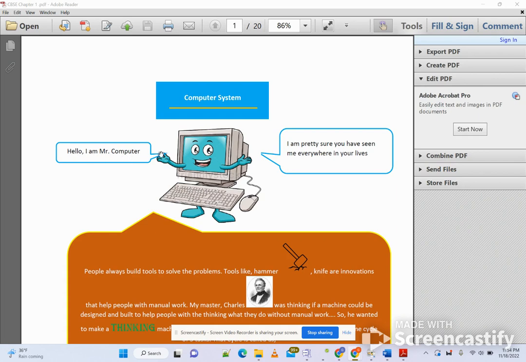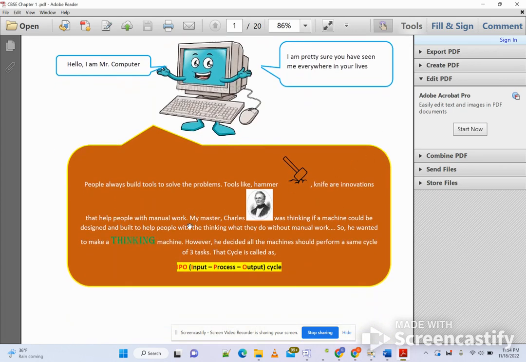Hello, I'm Mr. Computer. I'm pretty sure you have seen me everywhere in your lives. People always build tools to solve problems. Tools like the hammer and knife are innovations that help people with manual work. My master Charles was thinking if a machine could be designed to help people with the thinking they do, without manual work. So he wanted to make a thinking machine.